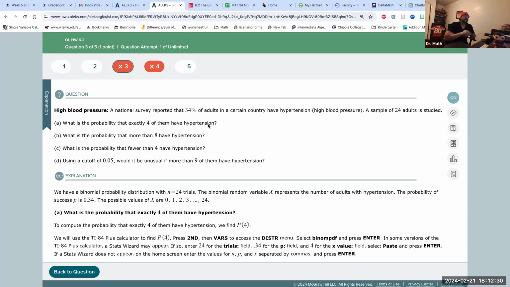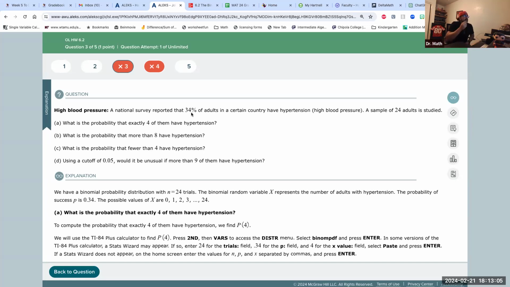So that's not changing. If I have hypertension, that's not going to impact the chances of you having hypertension. So the probability of one person having hypertension is going to be independent of someone else having hypertension, right? They're not going to influence one another. And so these are the things that we look for when we have a binomial distribution. And our fixed chance here is 34%.